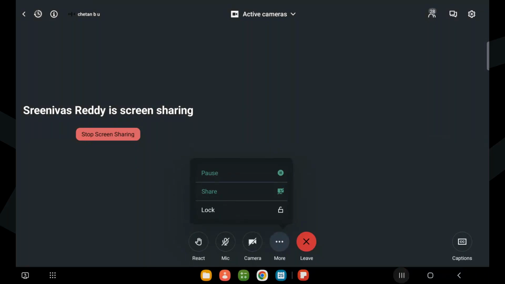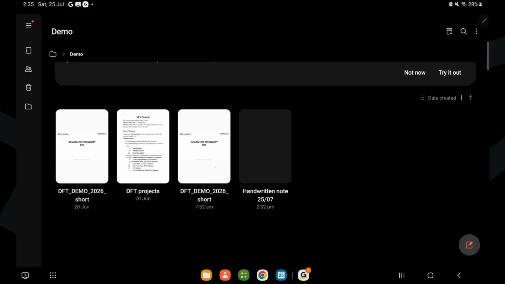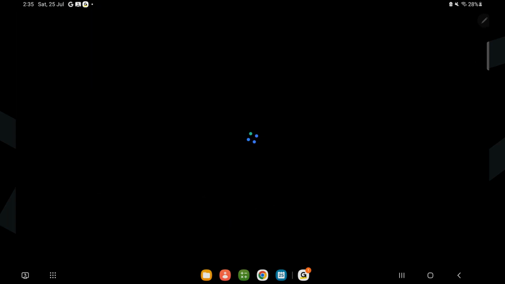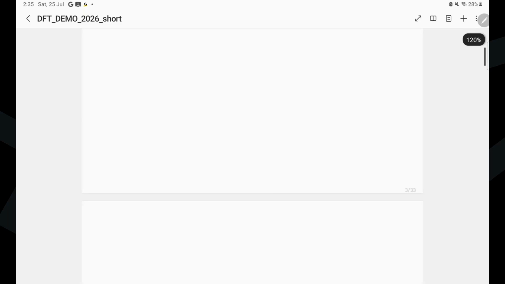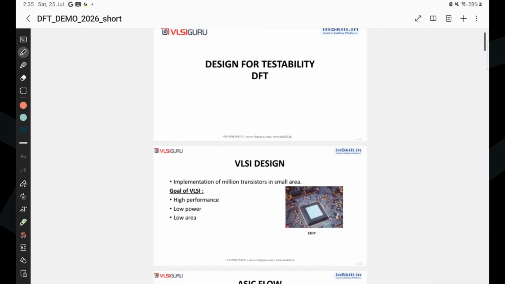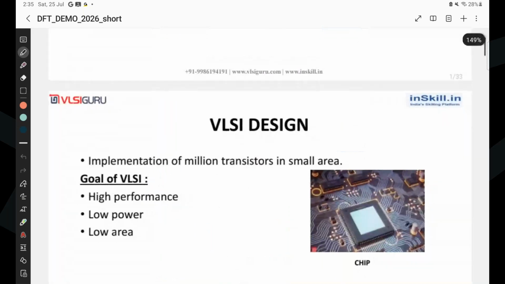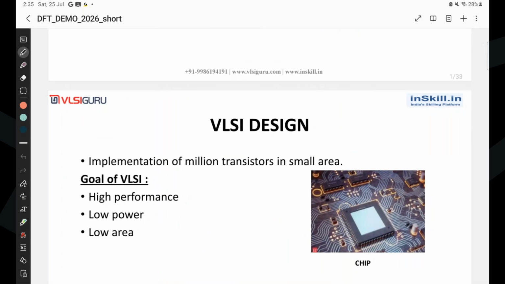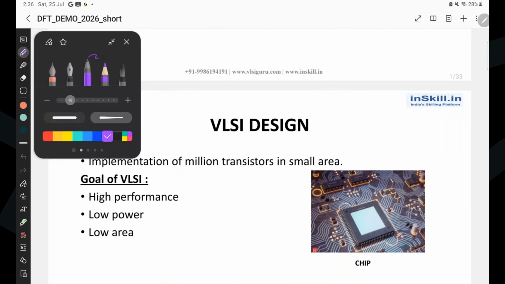Okay. So today I'm going to give a demo on DFT, which is nothing but design for testability. So before we go into what is DFT, let's first try to understand what is VLSI. So VLSI stands for Very Large Scale Integration.